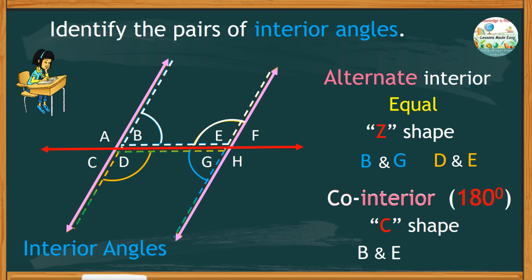Here is another C shape. These two angles are also co-interior angles, angles D and G. So have you found all the pairs of interior angles? I have no doubt you did great.